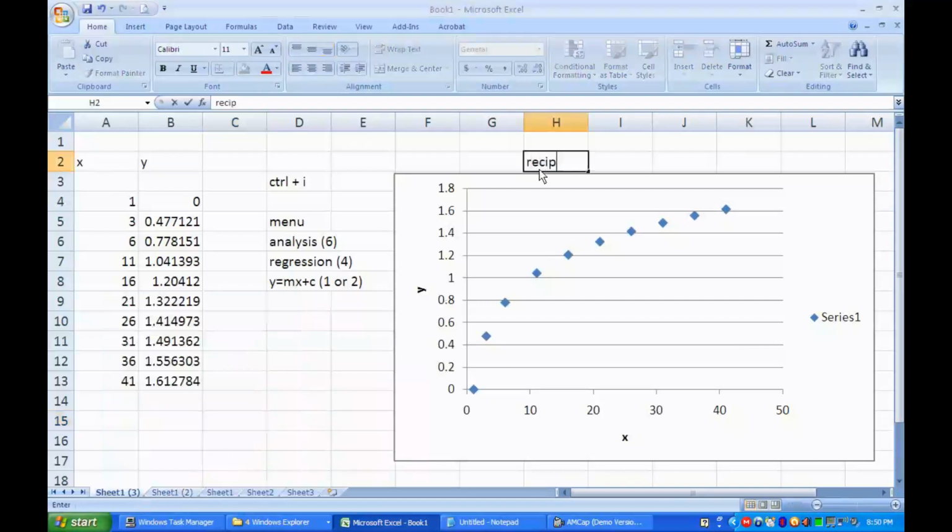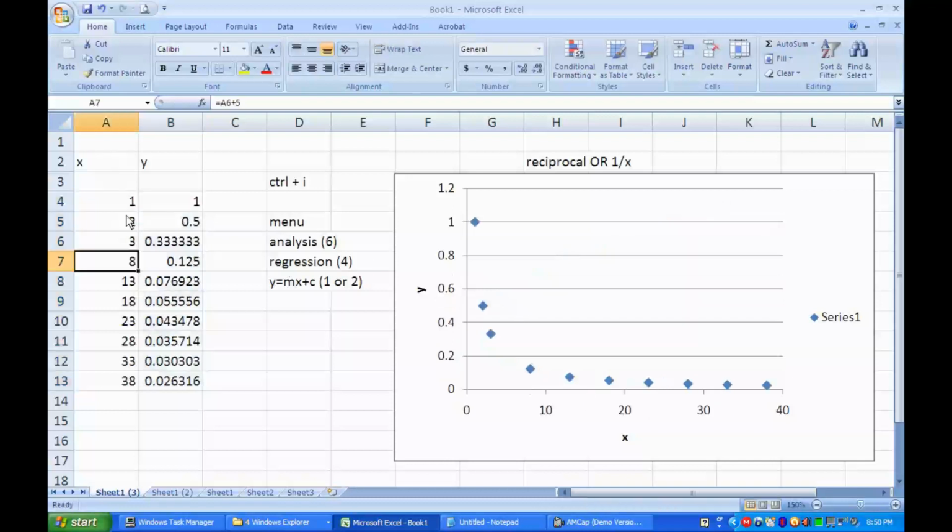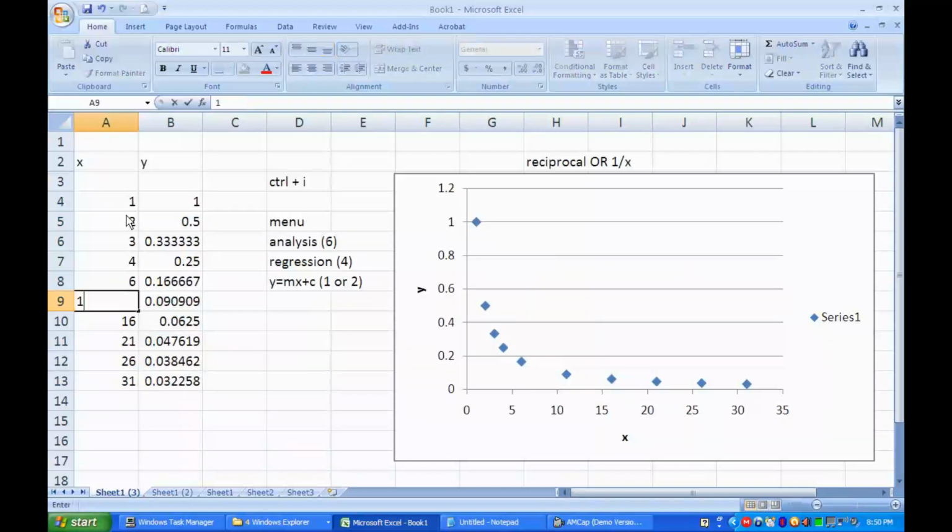Now, the last type of relationship that we're going to look at is called the reciprocal. This is 1 divided by x, or 1 over x. So I'll keep those x values and see what it looks like. It equals 1 divided by x. Then we make your y values all the same. Let's change that: 2, 3, 4, 6, 10. As you can see, it starts going down really fast and it flattens out.